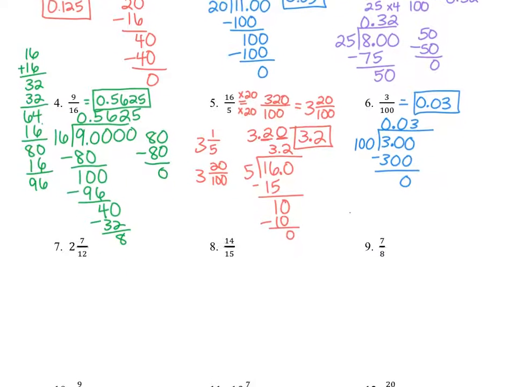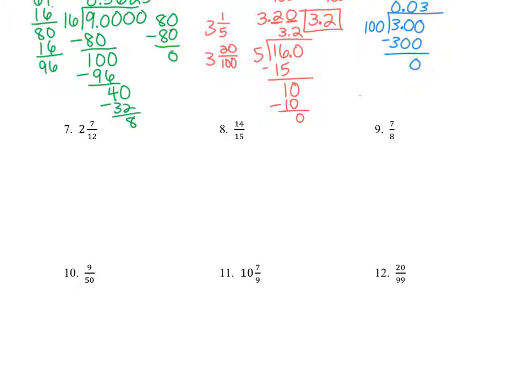Moving on to number 7, 2 and 7/12. Another problem where we have a whole number part. So we know that our final answer is going to be 2 point something, so we can just deal with the 7/12. Unfortunately, 12 is not a factor of 100, so we can't multiply by something to get the denominator to be 100, so we're going to have to use long division.